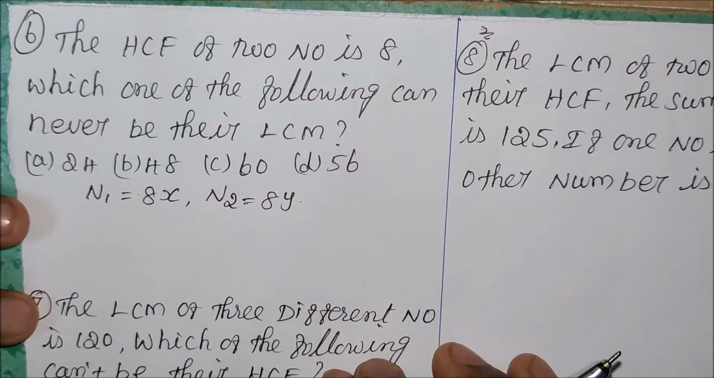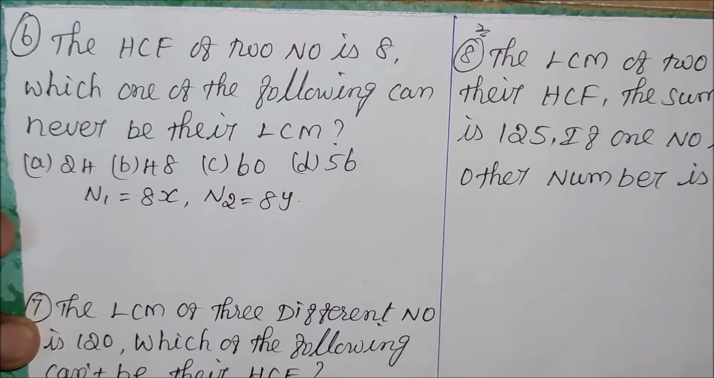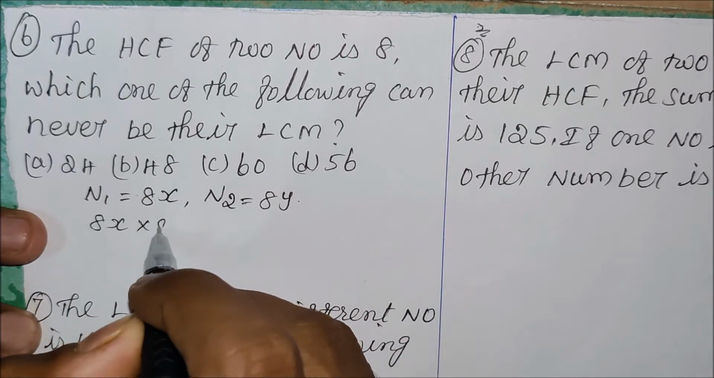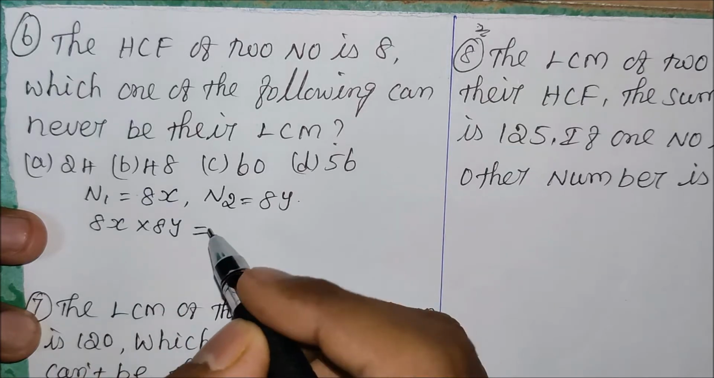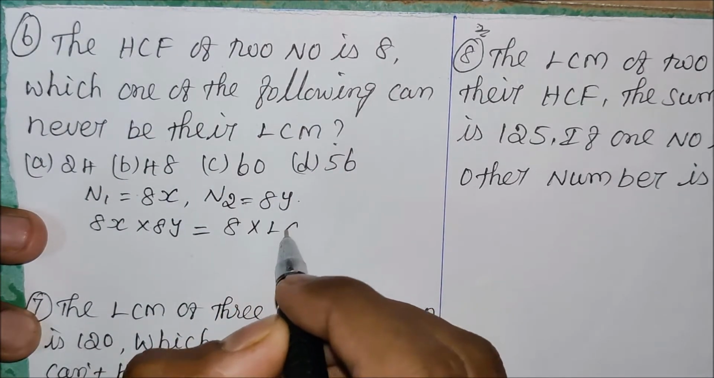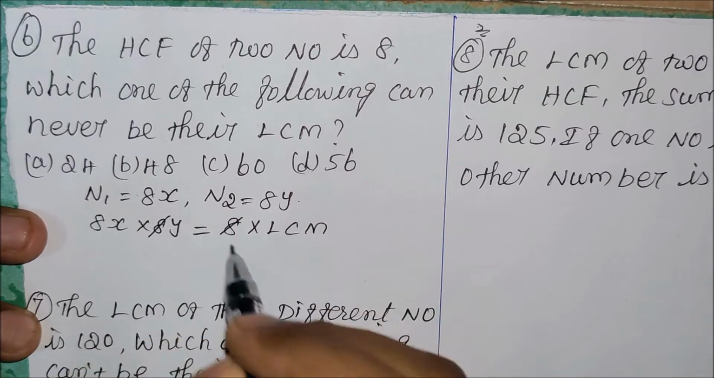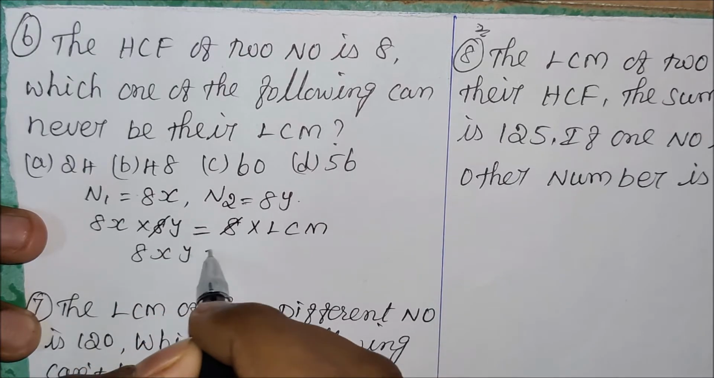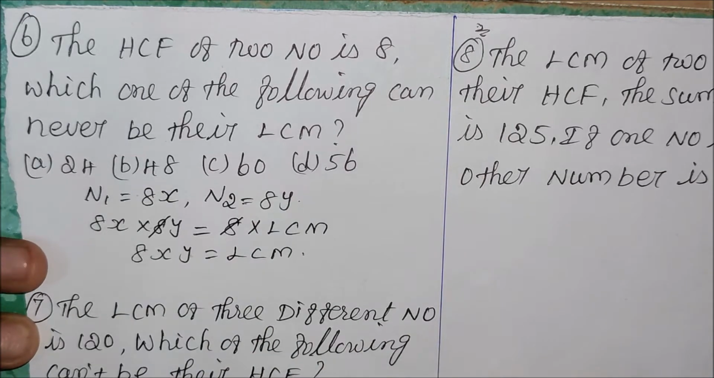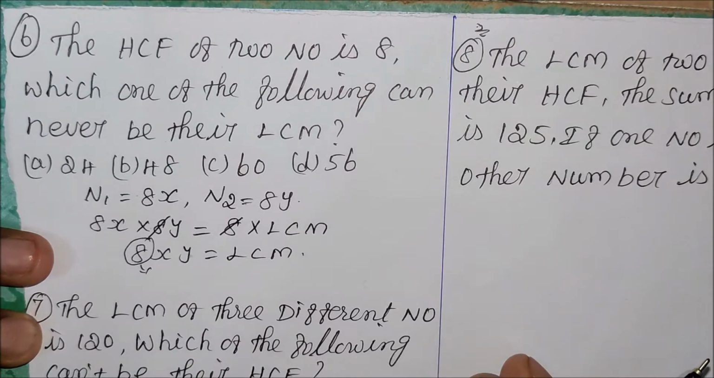And as we already know, the product of two numbers is equal to the product of their HCF and LCM. So the product of the two numbers, 8x into 8y, is equal to the HCF, which is 8, into LCM. Now we can cancel this 8, so 8xy is equal to LCM. Here 8 is a common factor.